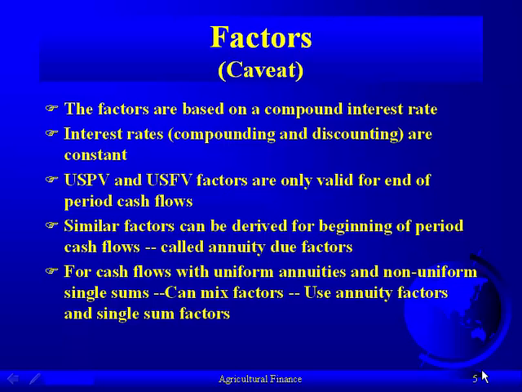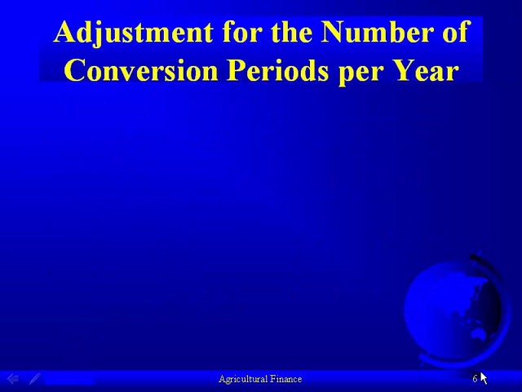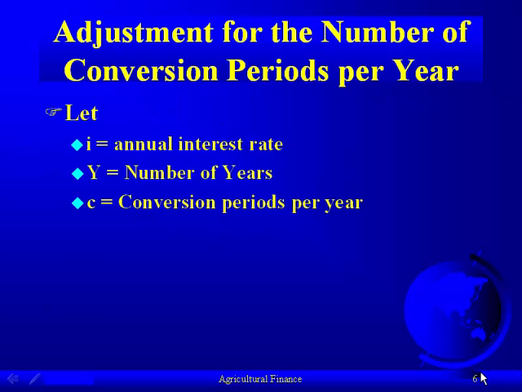Also, for cash flows that have uniform annuities and a single sum amount, you can mix these factors to solve the problem. You can use the annuity factors alongside the single sum factor, depending on the problem. We will go over some problems today that require the mixing of the factors. First, I want to digress just a little bit and talk about how to adjust these formulas when you have conversion periods per year that are not annual. We've already talked about that in different forms, but we haven't formally discussed it, so we're going to digress just a little bit now and talk about that.